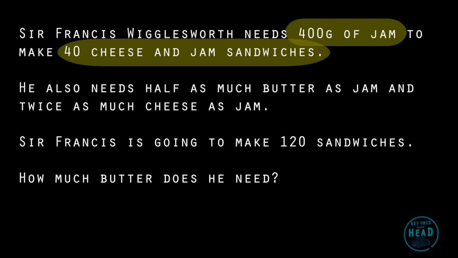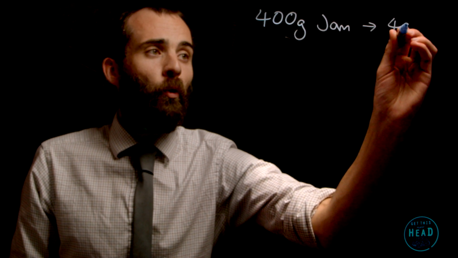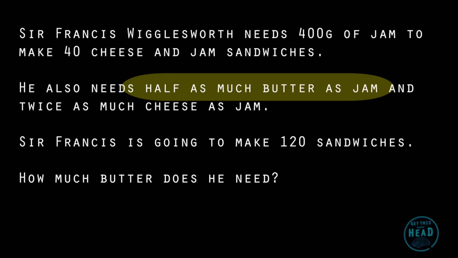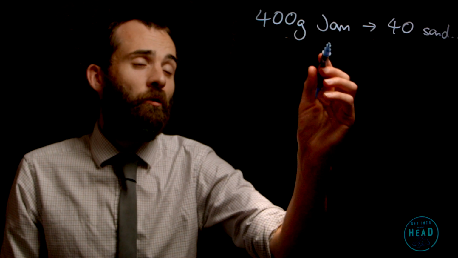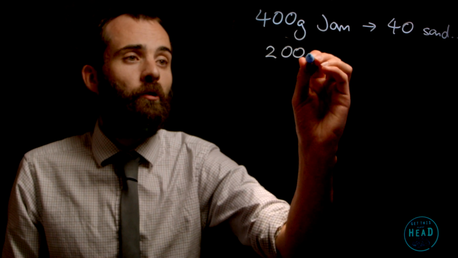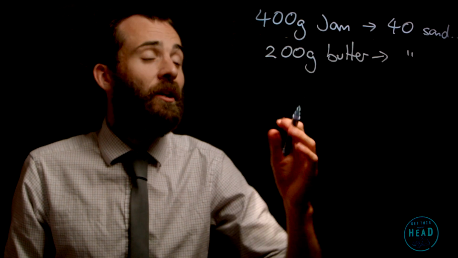So the very first thing I would do in an exam is highlight the key pieces of information. Let's go back and have a look at those again. 400 grams of jam for 40 cheese and jam sandwiches. So I need 400 grams of jam, and that will give me 40 sandwiches. He needs half as much butter as jam. Well, if I need 400 grams of jam for 40 sandwiches, that means I need 200 grams of butter. And that will also give me the 40 sandwiches.